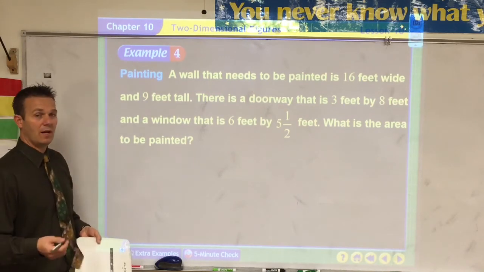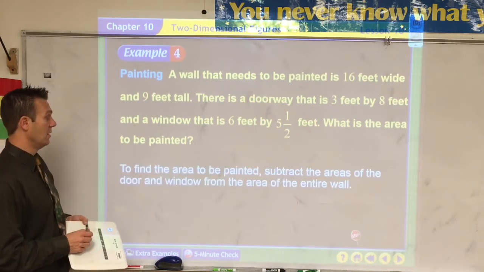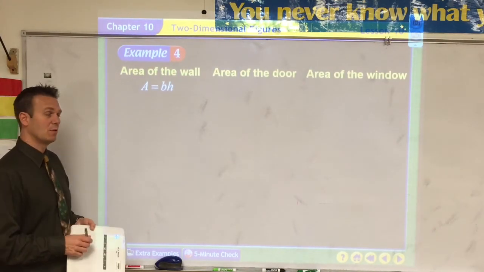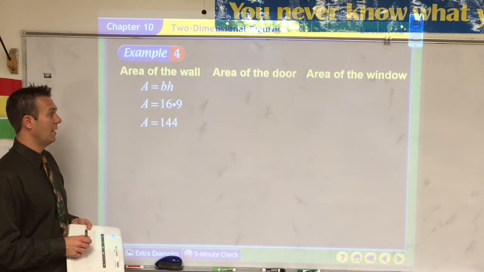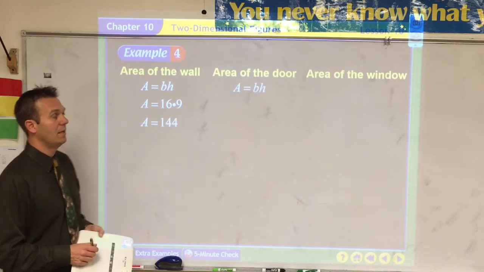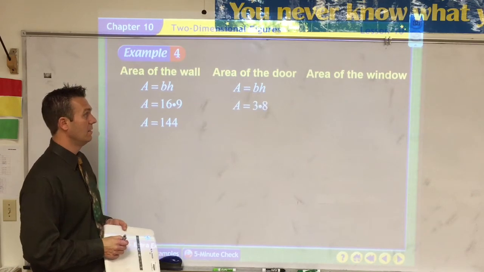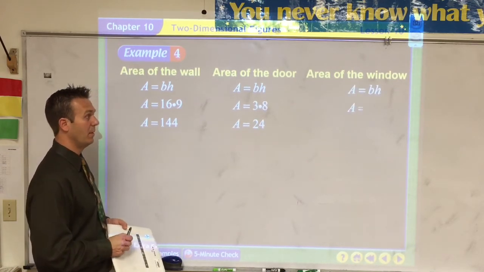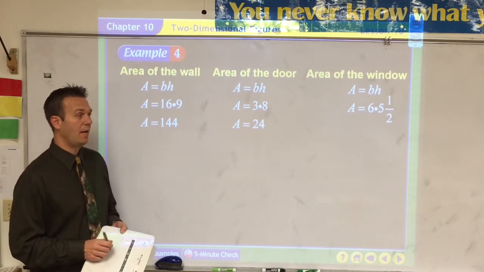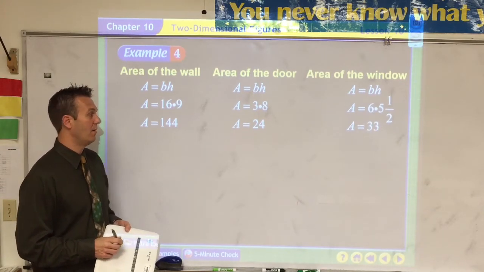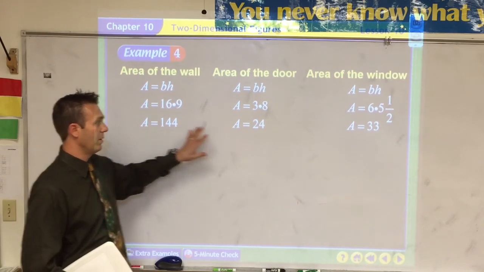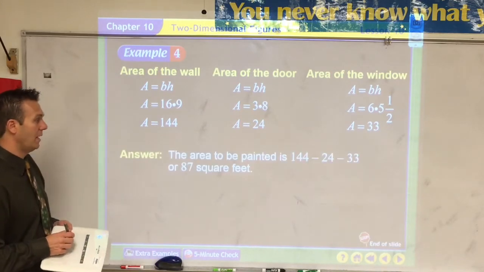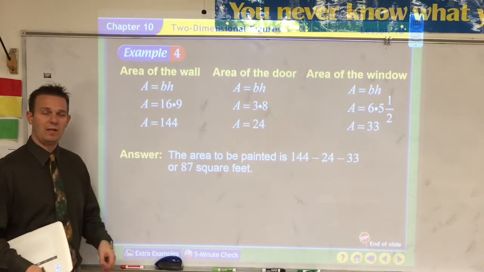So this is gonna be basically 3 steps to this. All right, so you're gonna find the area of the wall by using base times height because it was a rectangle. So 16 times 9 and you get 144. Then you're gonna do the area of the door. Remember that was a rectangle. 3 times 8, which is 24. And then the window, which was also a rectangle, base times height. 6 times 5.5 and you get 33. Now, you have 144 as the total wall, but we have to subtract the 24 and we have to subtract the 33. And when we do that, we get 87 square feet needs to be painted.